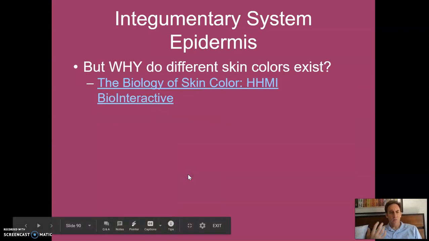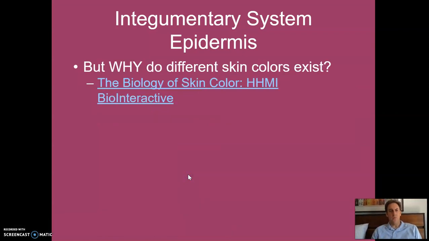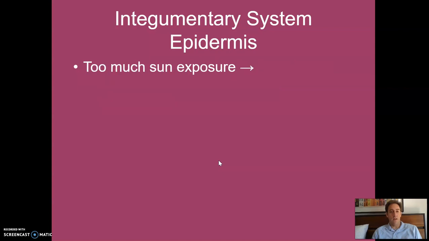So it might make you wonder, though, why do these different skin colors exist? Where'd they come from? You're welcome to watch this little video clip. It's a very good summary of what's going on, but I'll give you the gist. Skin is different colors because of two different constraints.